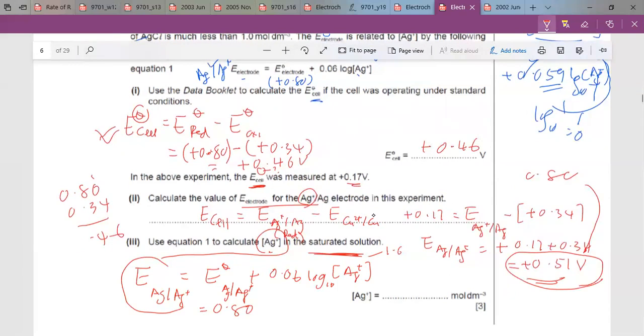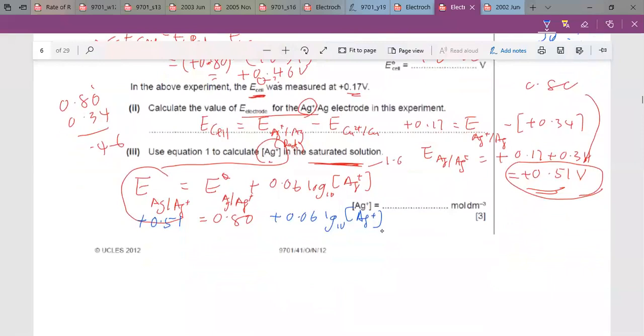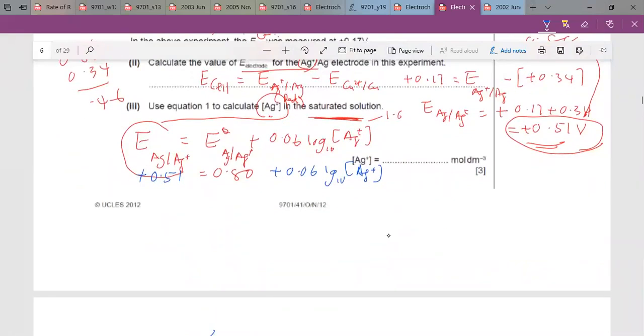I put blue, so you won't. So it's plus 0.51 here. What's plus now is 0.06 log base 10 of Ag plus, and now it's got a mass problem, right? So what you bring over here is zero positive 0.06 log base 10 concentration of Ag plus. Only one unknown equals plus 0.51 minus 0.80. Solve for me.